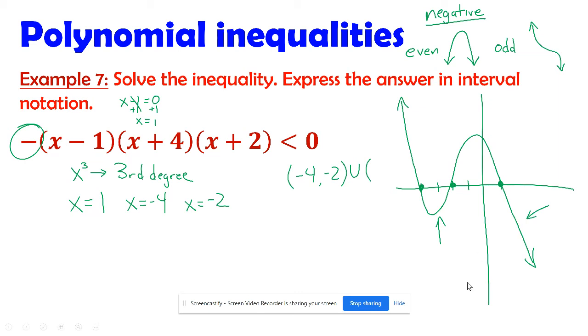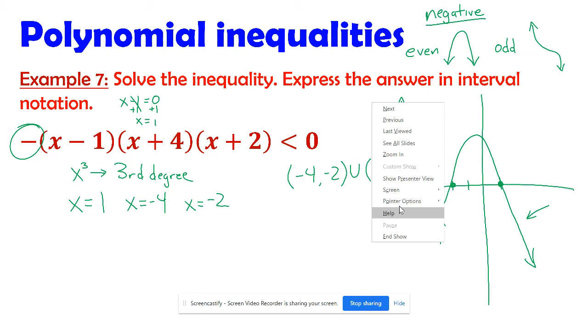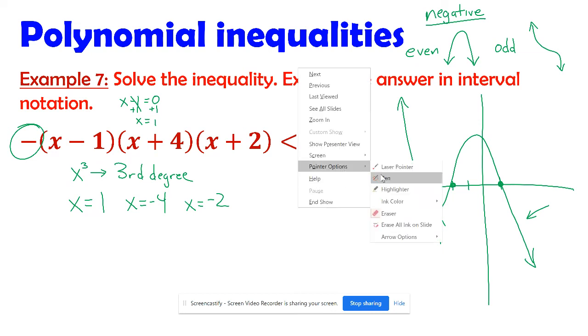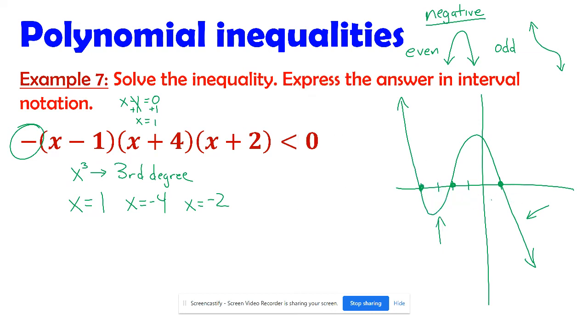I'm going to erase this so I have a little more room. All right, sorry about that. So we have from -4 to -2 again. And then the other interval is after it hits 1 and then goes off to positive infinity. So those are going to be the intervals on which it is less than 0.